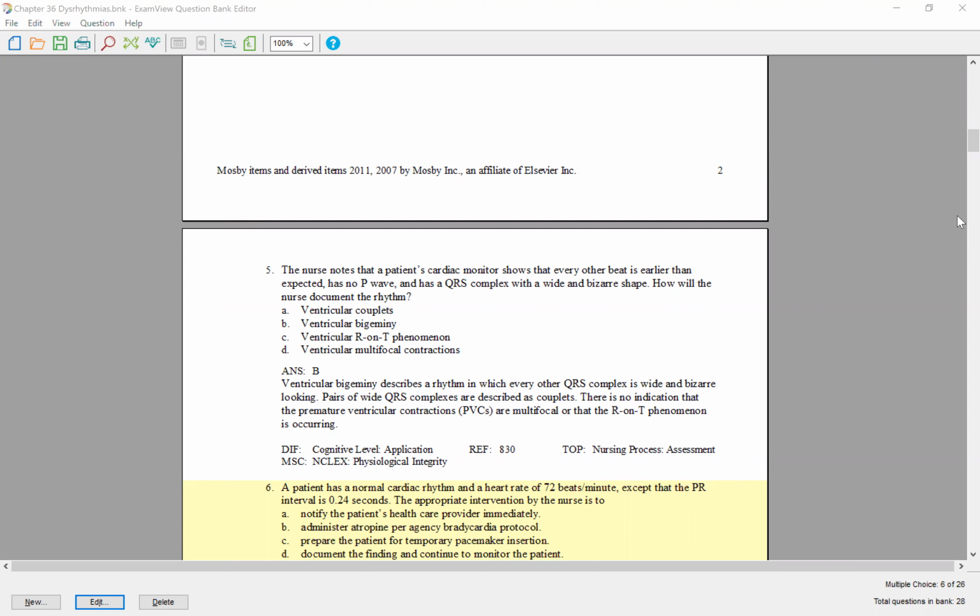So what rhythm is this? 72, and we have a prolonged PR interval. So what is this rhythm? I agree, it's a first degree block. All right, so what did the textbook say about a first degree block? Don't you watch them to monitor the patient? Atropine. It's asymptomatic, so you monitor the patient, no?